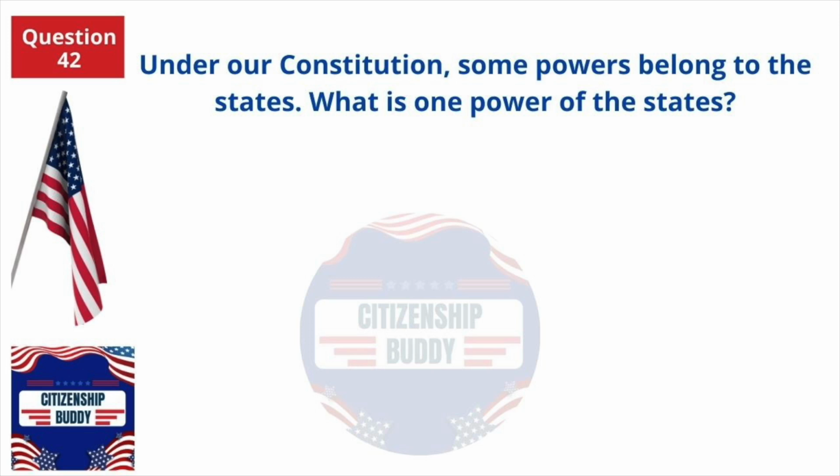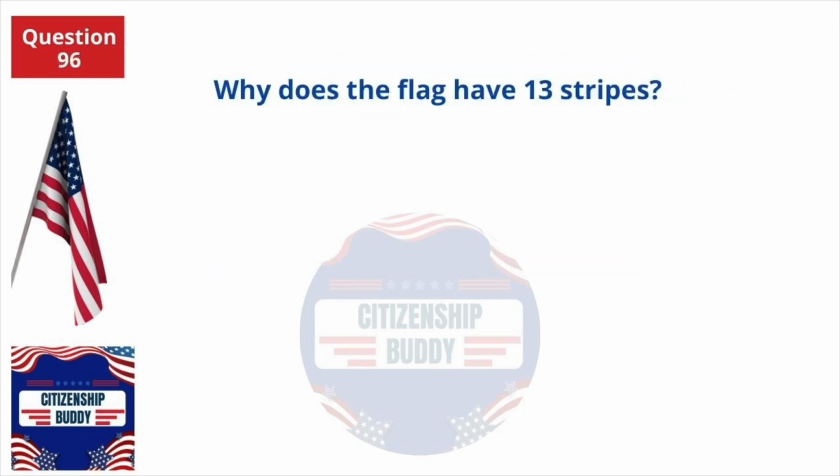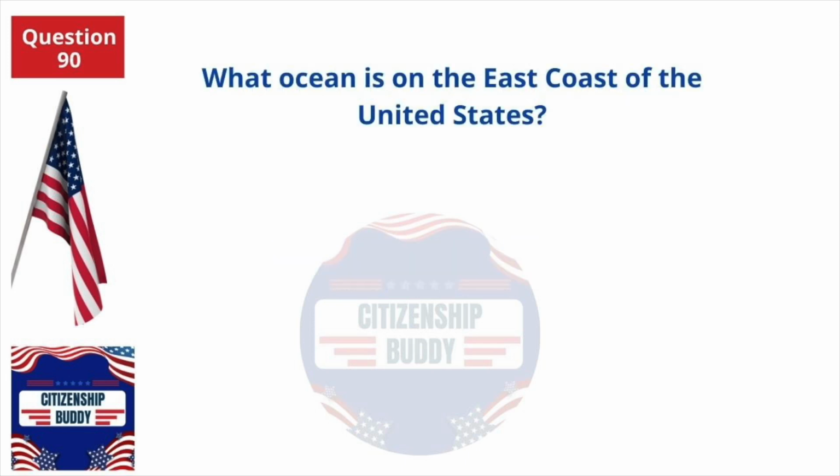Under our Constitution, some powers belong to the states. What is one power of the states? Provide schooling and education. Why does the flag have 13 stripes? Because there were 13 original colonies. What ocean is on the east coast of the United States? Atlantic Ocean.